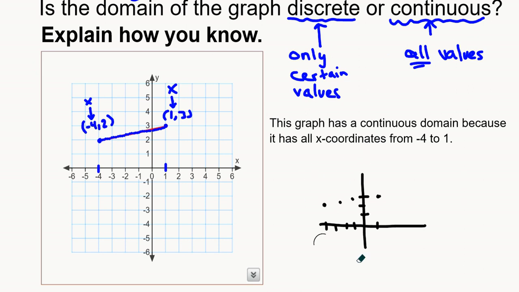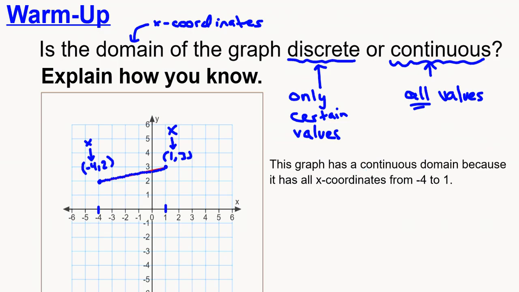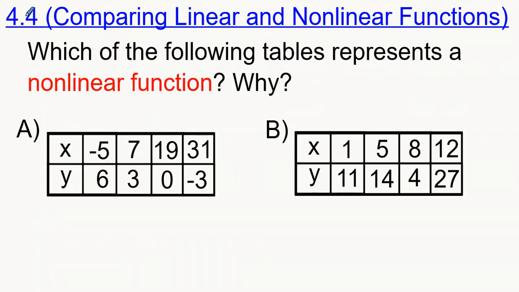All right, so that is just a little review of what we did before spring break. So let's get into the new stuff for today, and that is 4.4, comparing linear and nonlinear functions. So we are still talking lines and basically non-lines. So what makes something a line? Well, lines have constant slopes.